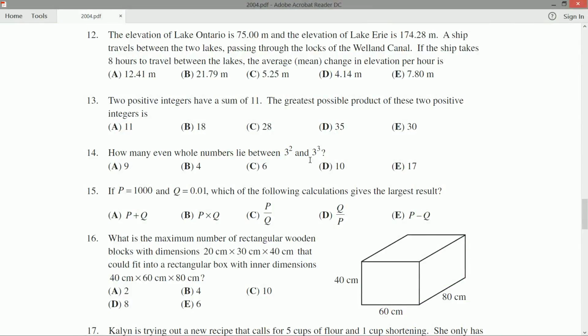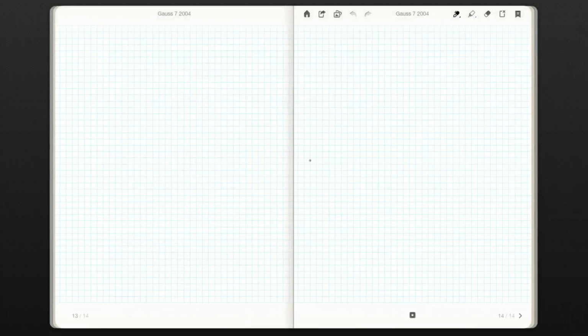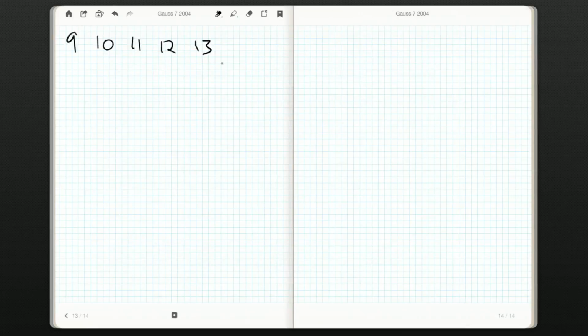Of course, you could just multiply them out. 3 times 3, and 3 times 3 times 3. Okay? So one thing we could do is just try and list these out. We want even whole numbers, so 10, 12, 14... but I don't want to write all of them out. I'm going to, because it's a valid strategy, but there are faster ways to do this question.